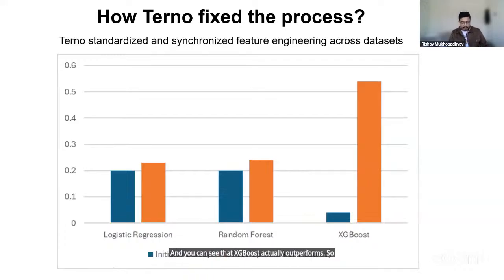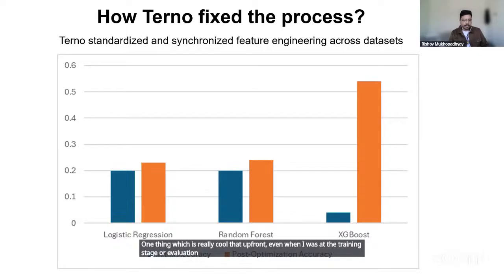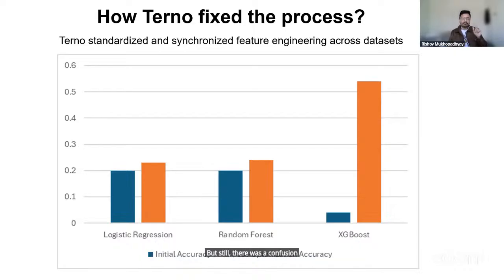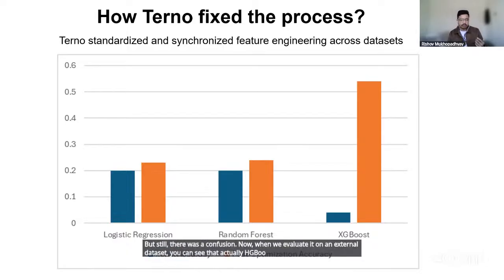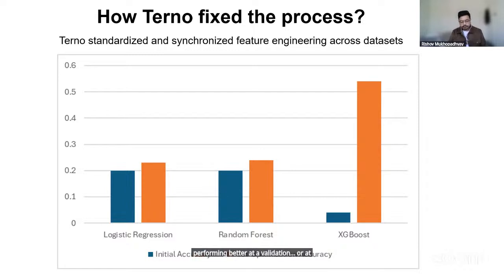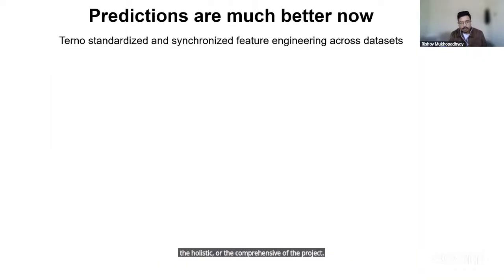One thing which is really cool is that upfront, even when I was at the training or evaluation stage with the original dataset, Torno already told me XGBoost is better to go forward. But still there was a confusion. Now, when we evaluate it on an external dataset, you can see that XGBoost actually outperforms. So Torno was very good in judging which model can be better for your research question, even if there are other models performing better at a validation or training level. So Torno can really look into the holistic comprehensiveness of the project.